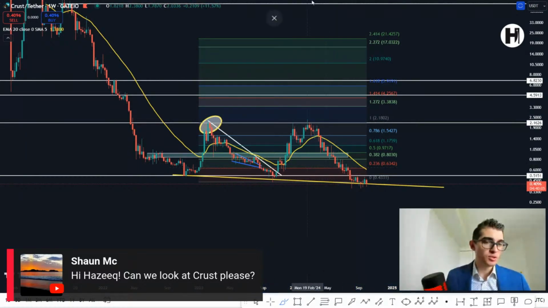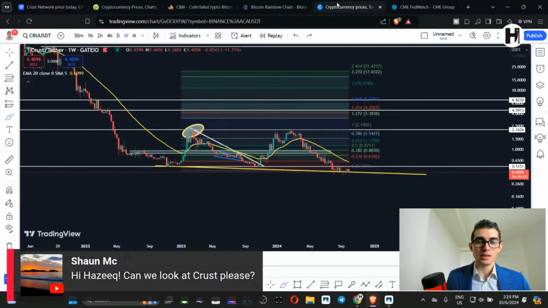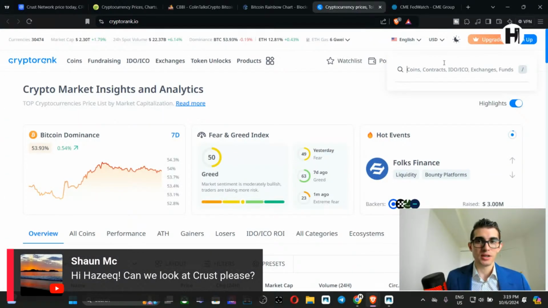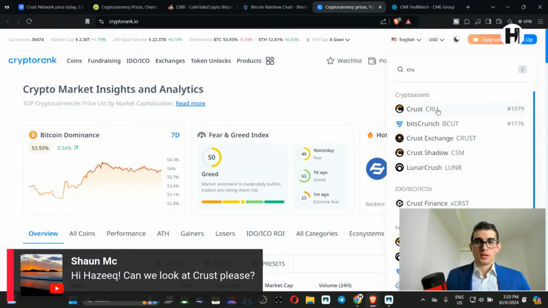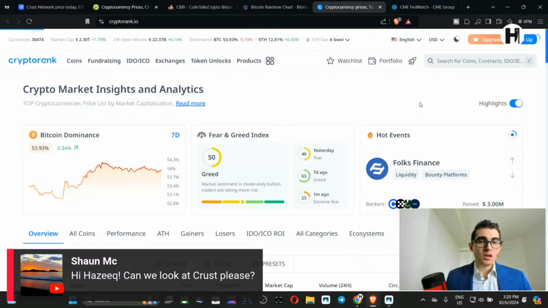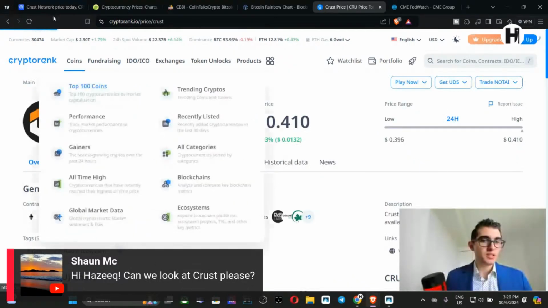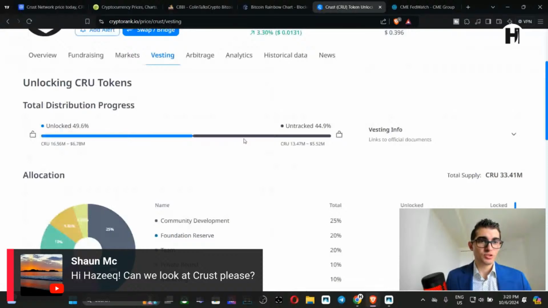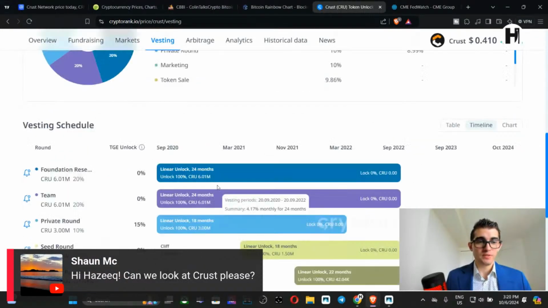Once we get into the alt season, of course, things could change. This is a low cap project, so I don't think that we can essentially write it off, because these low caps tend to pump very, very quickly. And I just want to take a look at the vesting schedule for Crust Network.